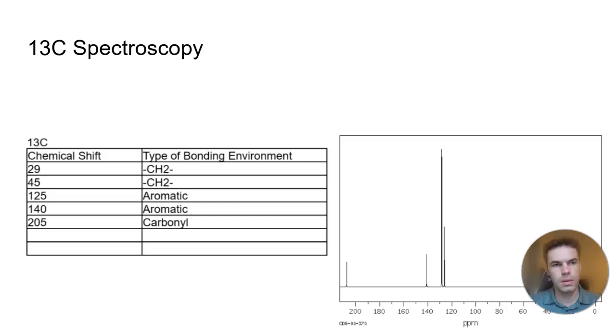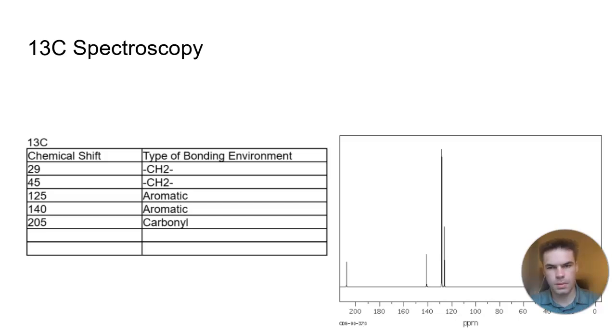And next, looking at the carbon spectroscopy, I noticed a peak at about 29, a chemical shift of 29 ppm. And this is an indication of a methylene group, as indicated in my table here. I also noticed a shift at about 45, which is another indication of a methylene group.